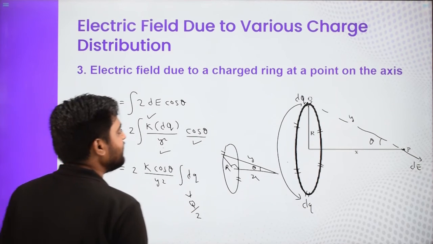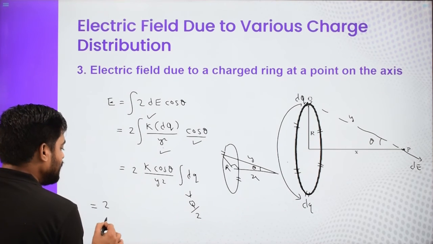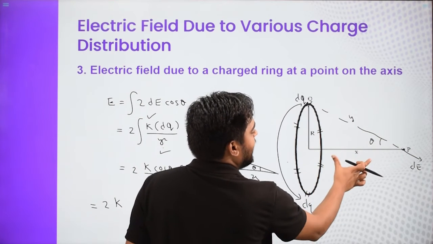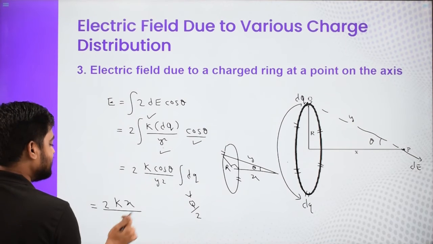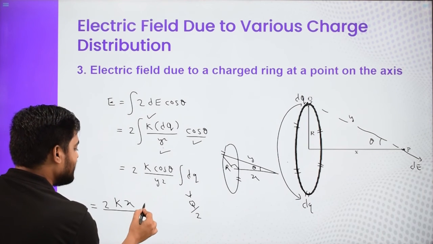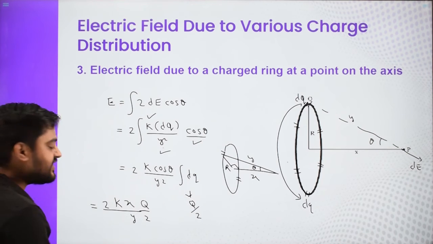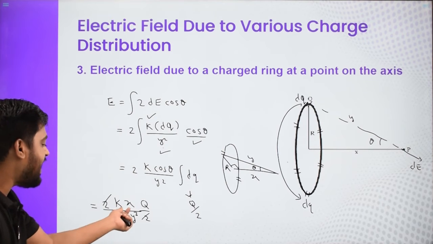So what does our final formula become? Our final formula becomes 2k. What is cos theta? Cos theta is basically x by y, and this is our integration of dq, which is q by 2, and there is already a y square, so it makes it y cube. This 2 is gone, so it is kqx by y cube.